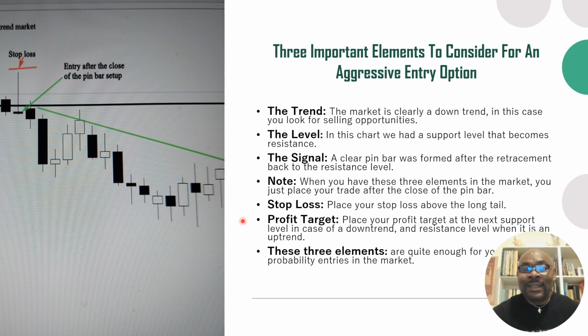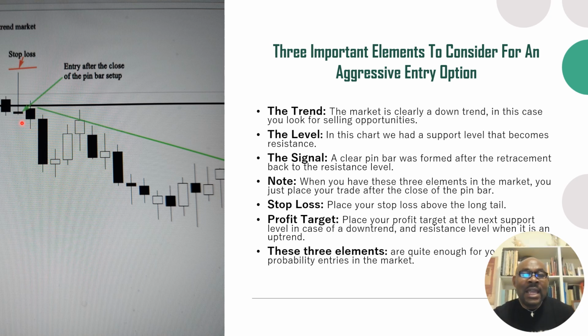So the signal: a clear pin bar was formed after the retracement back to the resistance level. Look at it. This is a very clear pin bar that was formed at the resistance level, not just anywhere. So this is a real opportunity. By the time you see a pin bar at a resistance or a support level, you don't joke with it. If you want to wait, you wait for the next bearish candle to close, then you enter.